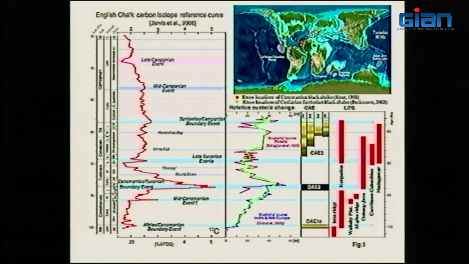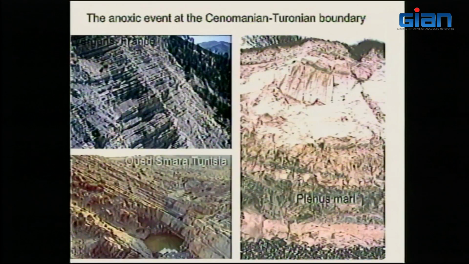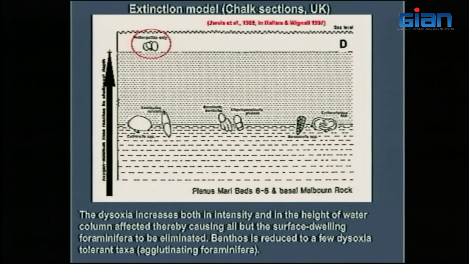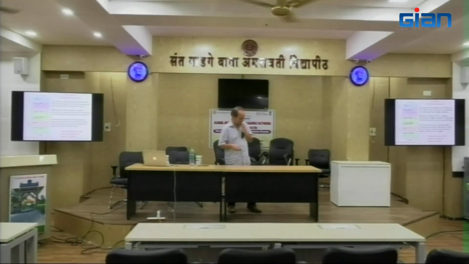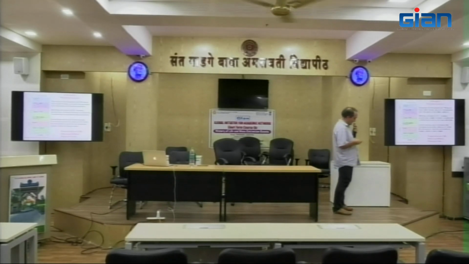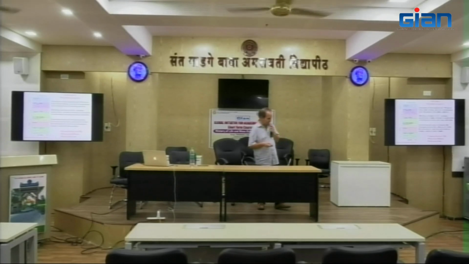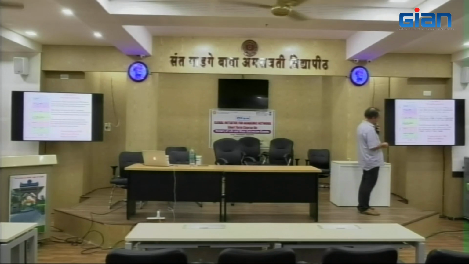In fact, why the productivity was increasing, and after, apparently, the level of productivity was high for a few 100,000 years. And how do you sustain the productivity in this case? And phosphorus here has a crucial role to play.